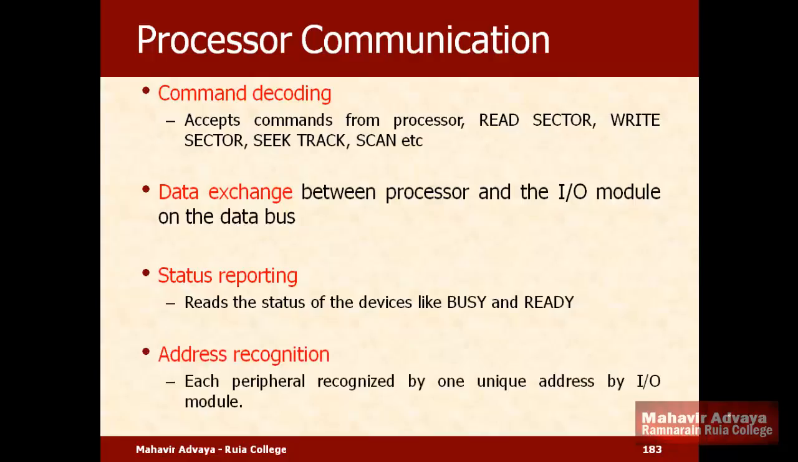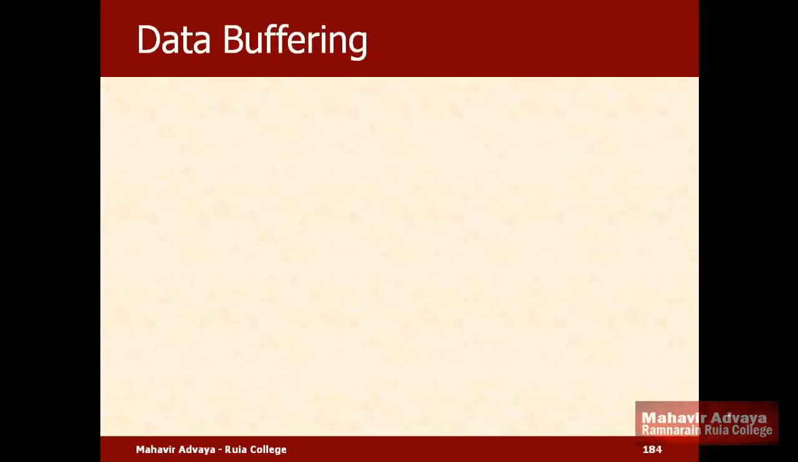It also identifies the address. On the request from the processor, the input output module has to identify the input output device or the peripheral device with the help of the address. Each input output device has a unique address that is maintained by the input output module. So whenever the processor requests some input output device, the input output module recognizes it using the address of the device.